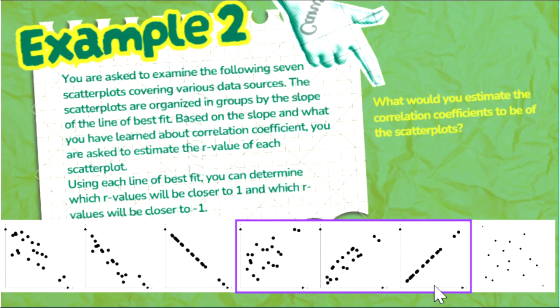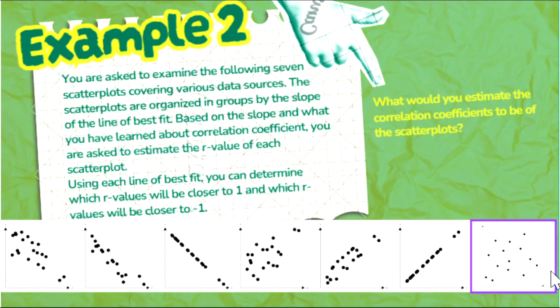These 3 are all positive, closest to +1, furthest from +1, and this one has no trend line. I could draw a -1 or a +1 or a flat one. It's just completely random. There's no line of best fit.